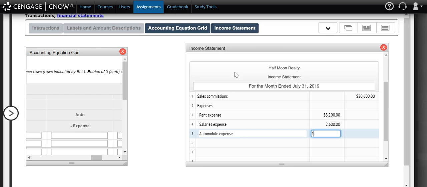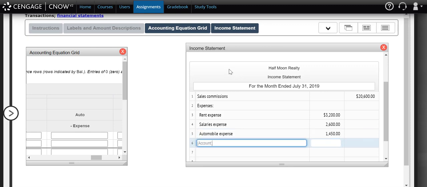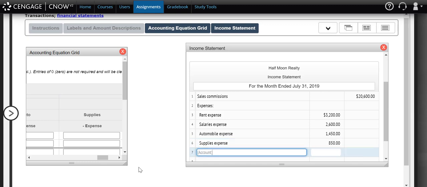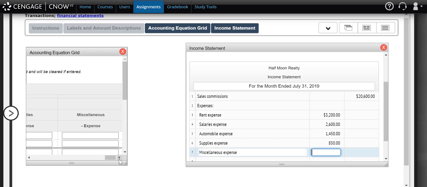Next, we had that automobile expense, and our automobile expense is at $1,450 at the end of the period. We then had our supplies expense, representing the supplies that were used during the period, at $850. And then finally, our miscellaneous expense was at $700.